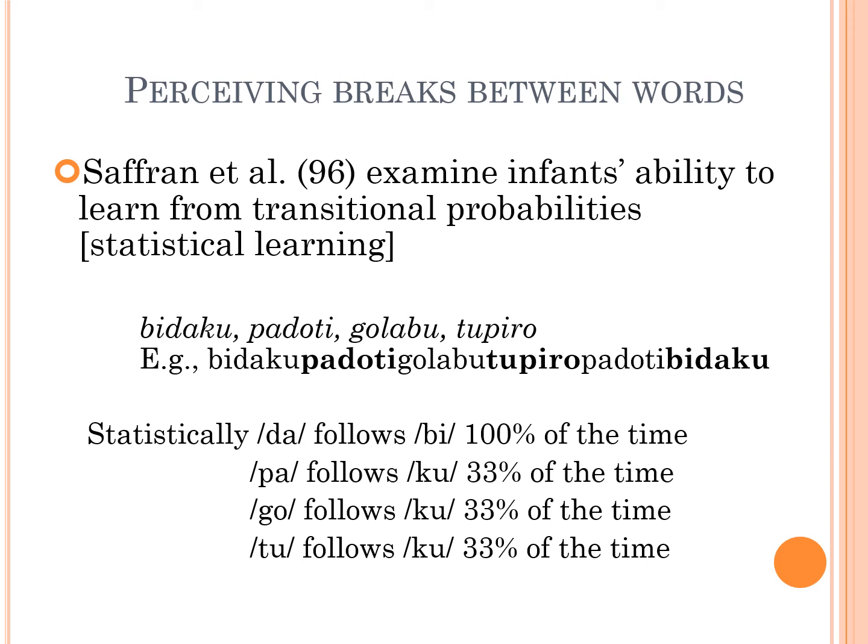So one of the people who've looked at this ability to perceive breaks between words is Jennifer Saffran and her colleagues. Jennifer Saffran has done a lot of work with language acquisition, and she has examined infants' abilities to learn from transitional probabilities, as they are called, or this kind of statistical learning. And I think I talked about this with object recognition and the Bayesian theory, that it looks like we have a lot of statistical learning, a lot of implicit learning, where we are using the probabilities based on our experience with the world.